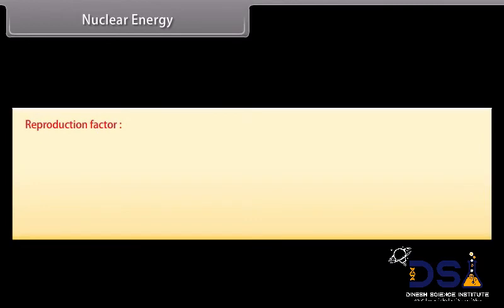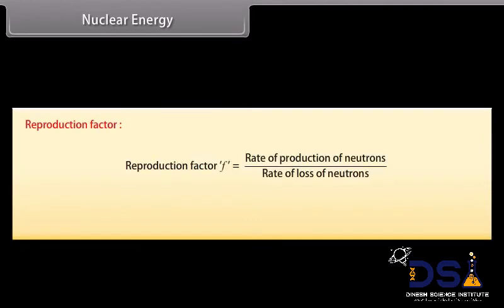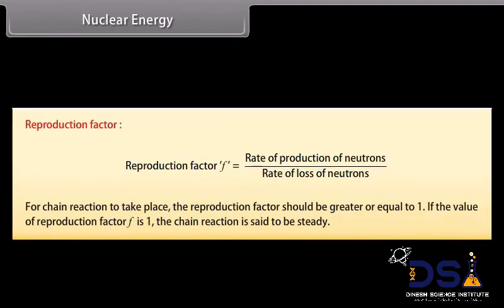Reproduction factor. It is defined as the ratio of the rate of production of neutrons to the rate of loss of neutrons. For a chain reaction to take place, the reproduction factor should be greater than or equal to 1. If the value of reproduction factor K is 1, the chain reaction is said to be steady.